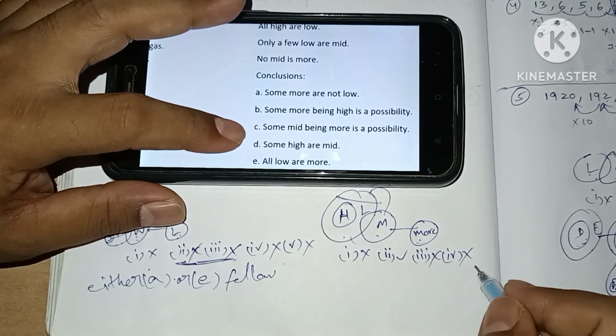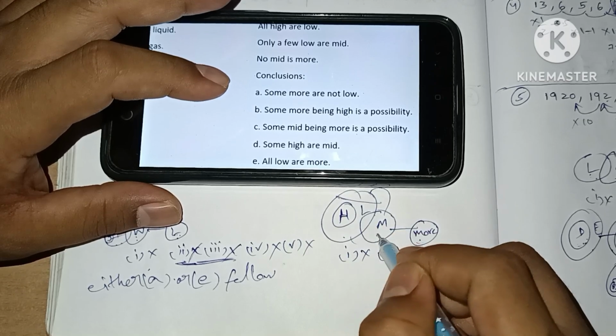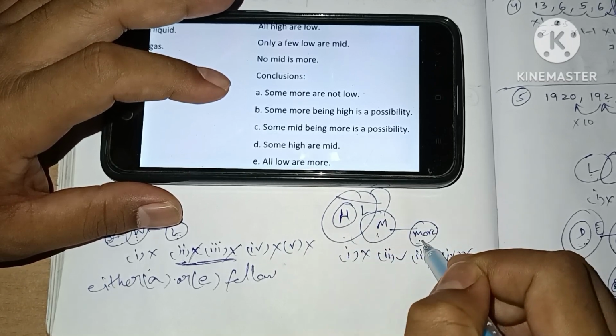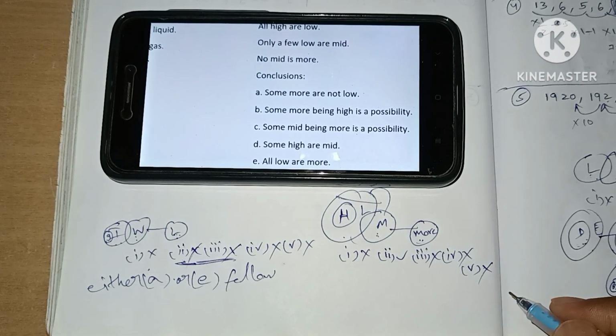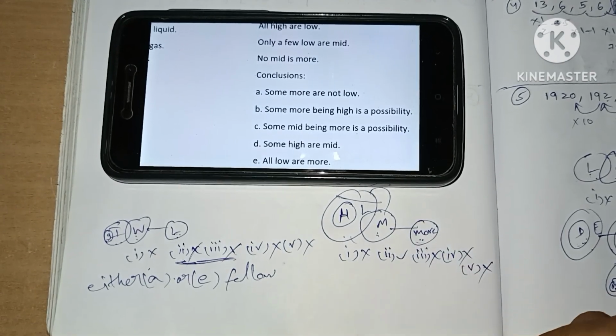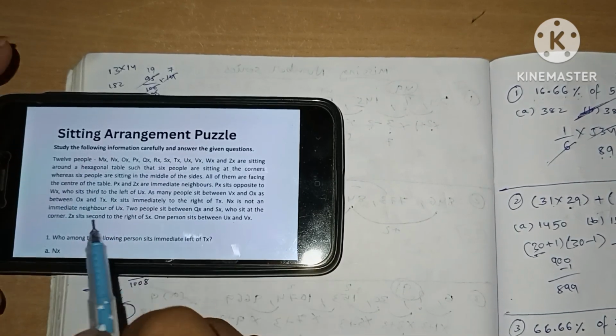Fifth conclusion. All low are more. All low is inside more. No, it is not. So fifth conclusion is false. Now we are going to see a reasoning puzzle. Now we are going to see a sitting arrangement puzzle.